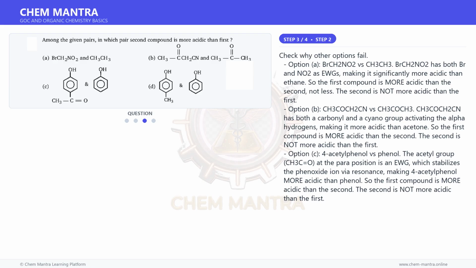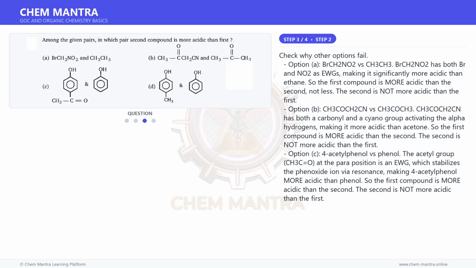Option B, CH3COCH2CN versus CH3COCH3. CH3COCH2CN has both a carbonyl and a cyano group activating the alpha hydrogens, making it more acidic than acetone. So the first compound is more acidic than the second. The second is not more acidic than the first.